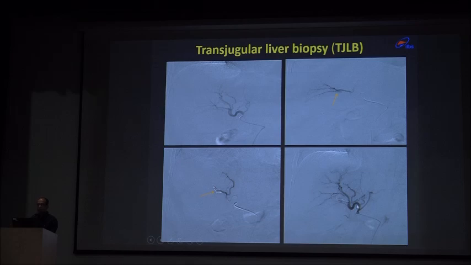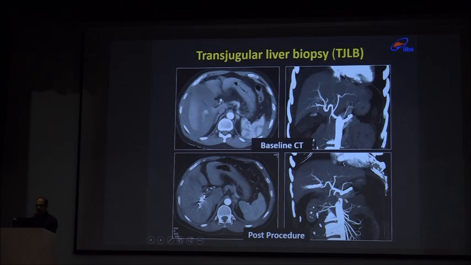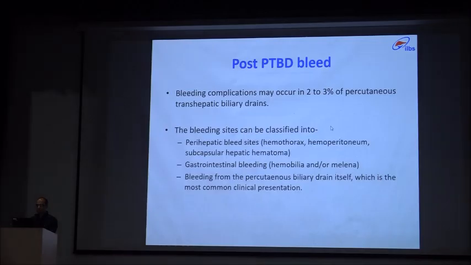So usually complications do not arise after angioembolization. This is the pre-procedure and post-procedure CT, which shows the coil in this culprit artery as compared to the previous baseline CT.